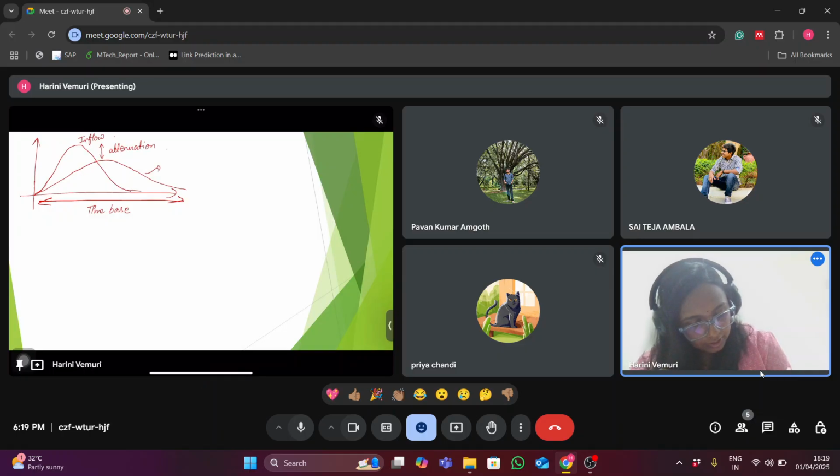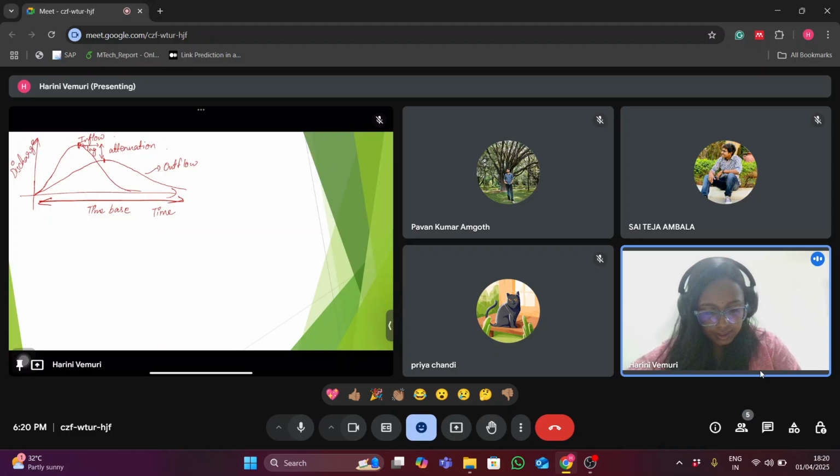And also you can notice there is a time lag. The peak in the inflow is occurring before the peak on the outflow hydrograph. So this time difference is called the time lag. Okay. So this is time and discharge.